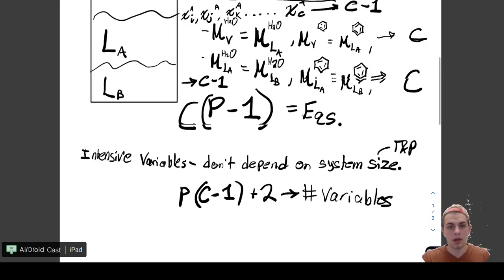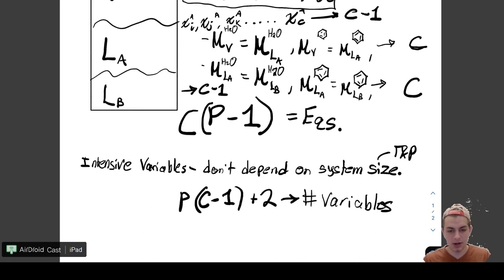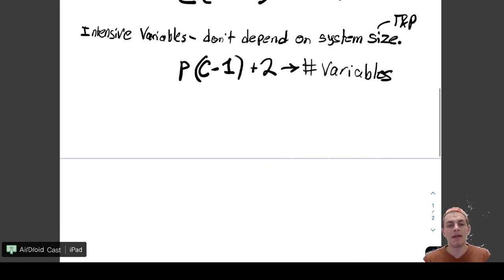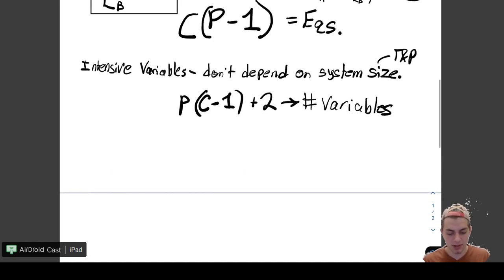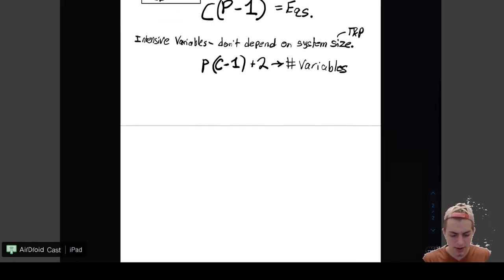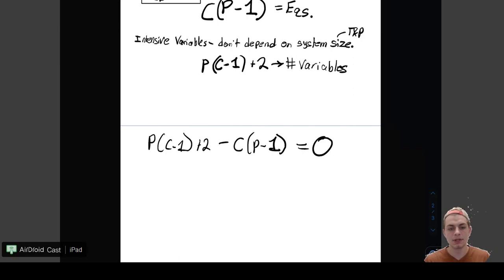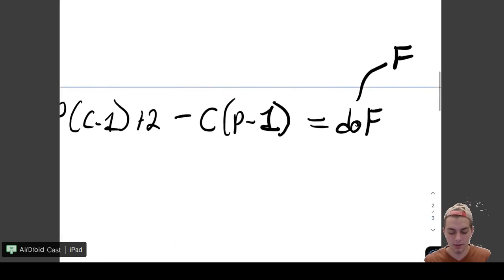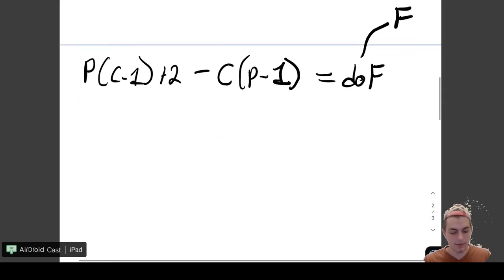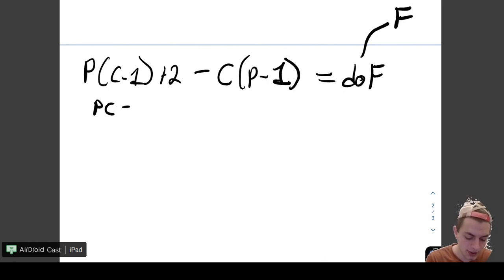Okay. Now all we have to do is zero out our amount of equations and our amount of variables, and then we will be able to come up with an expression for the number of degrees of freedom. So I'm just going to go ahead and take our number of variables term here, P times C minus 1 plus 2, and subtract from that C times P minus 1, and set that all equal to 0. Now, in actuality, this isn't equal to 0, it's equal to our degrees of freedom, and sometimes this will be written as F for the purposes of this equation. Now, from here, let's just go ahead and do some algebra.